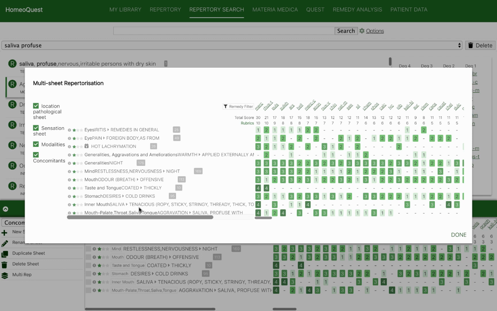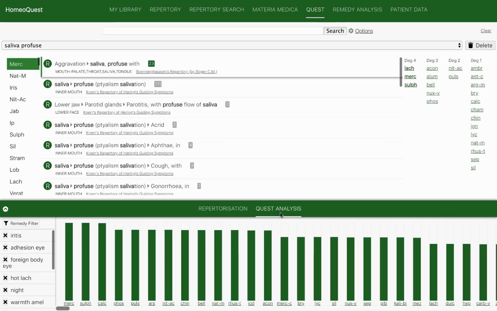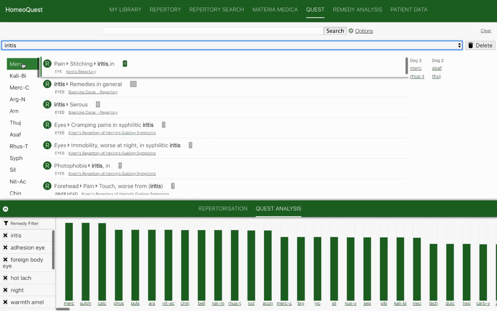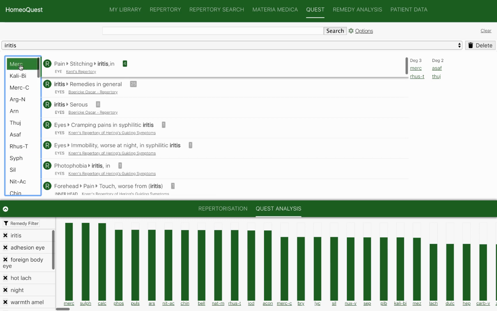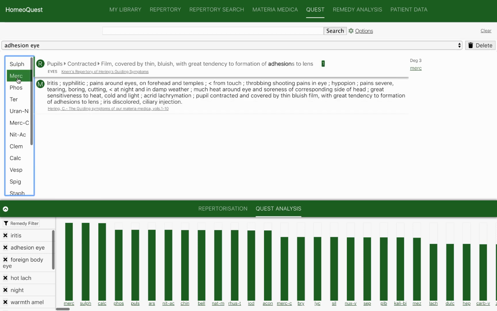All right, so let's now do a differential diagnosis of Merc and Rhus tox, especially because Merc has come up at the top in Quest as well. What Quest has also considered is iritis, where Merc comes up at the top, which is like the best remedy for iritis. Rhus tox is quite below, but for iritis, Merc has it. And let's look at adhesions, because we have not considered adhesions in the repertorization, it was too tiny a rubric. And for adhesions, you have Sulphur and Merc. And let's look at Merc.